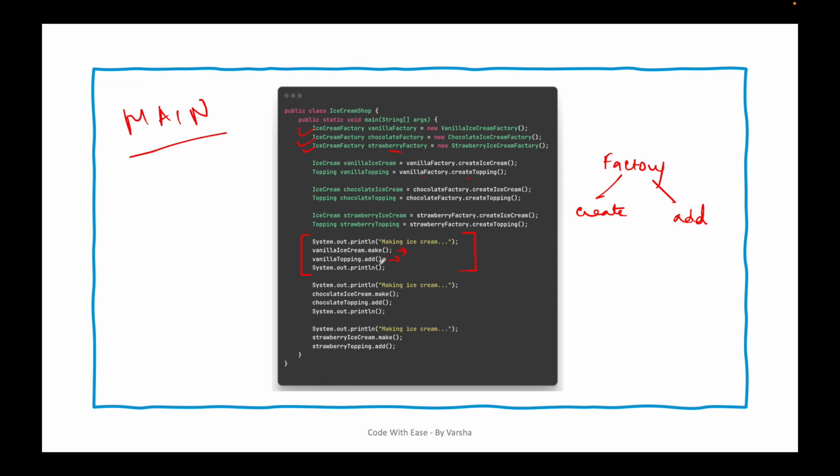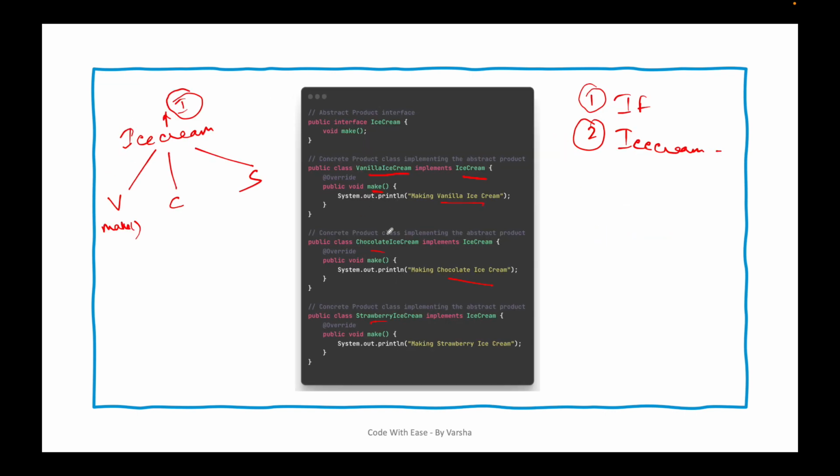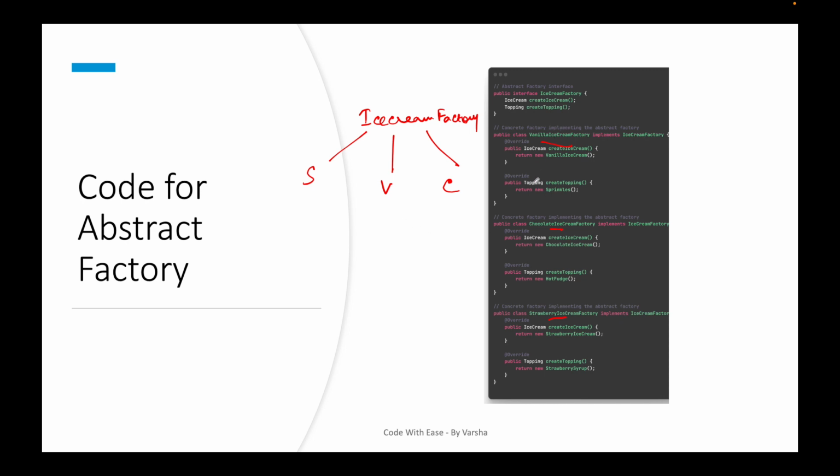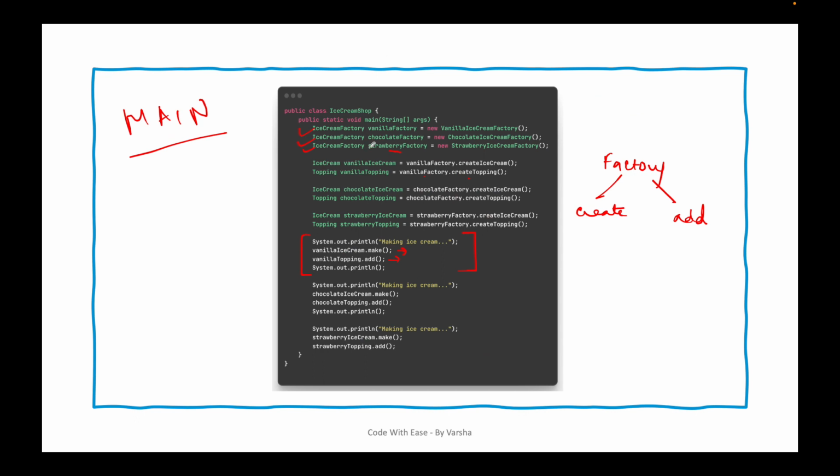So when I say vanilla topping dot add, if we go back to the ice cream factory class over here, when I'm saying create topping, when I'm in the vanilla ice cream factory, create topping, with vanilla the topping which is created is sprinkles. So when this method is called, vanilla factory dot create topping, this is going to return me sprinkles. So vanilla topping will be sprinkles.